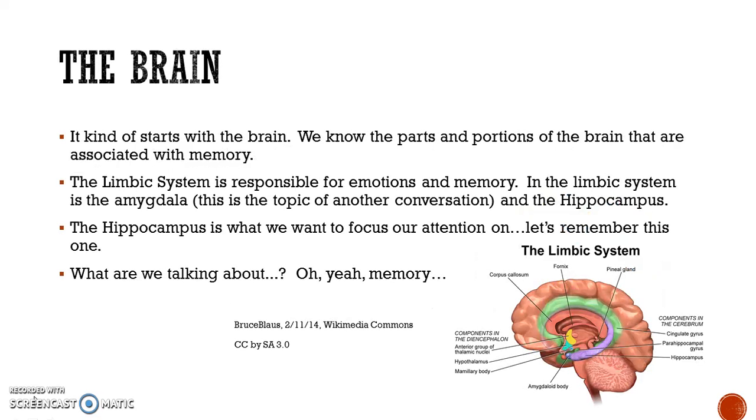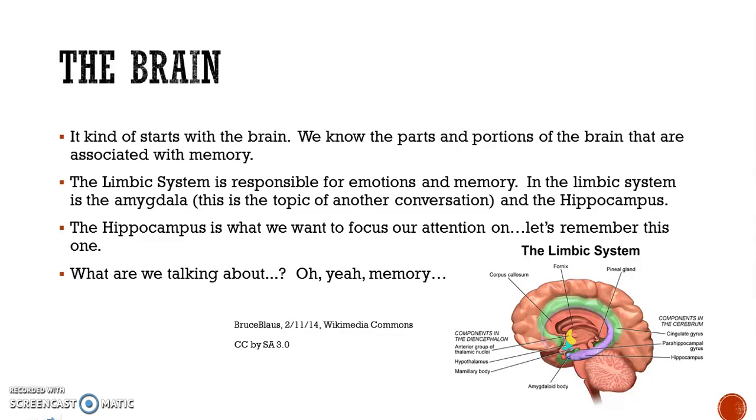It all starts with the brain. Now, we know the parts and portions of the brain that are associated with memory. The limbic system is responsible for emotions and memory, and in the limbic system is the amygdala. Now, this is a topic for a conversation at another time. The hippocampus, on the other hand, is what we want to focus our attention on.